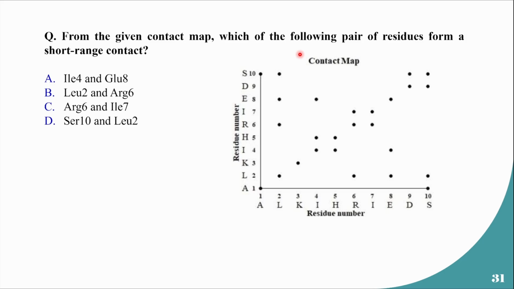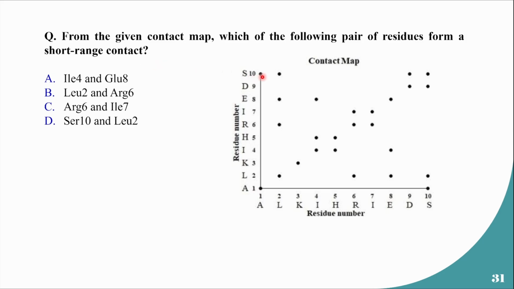In the 3D structure perspective, they are present very close to one another, but in the sequence space they are either in adjacent positions or very far apart positions. That is what the question is asking here. In this contact map, at every dotted position you expect that a 3D contact is formed, meaning those residues are in contact with one another. So the question is asking which of these pairs of residues are forming short range contacts.